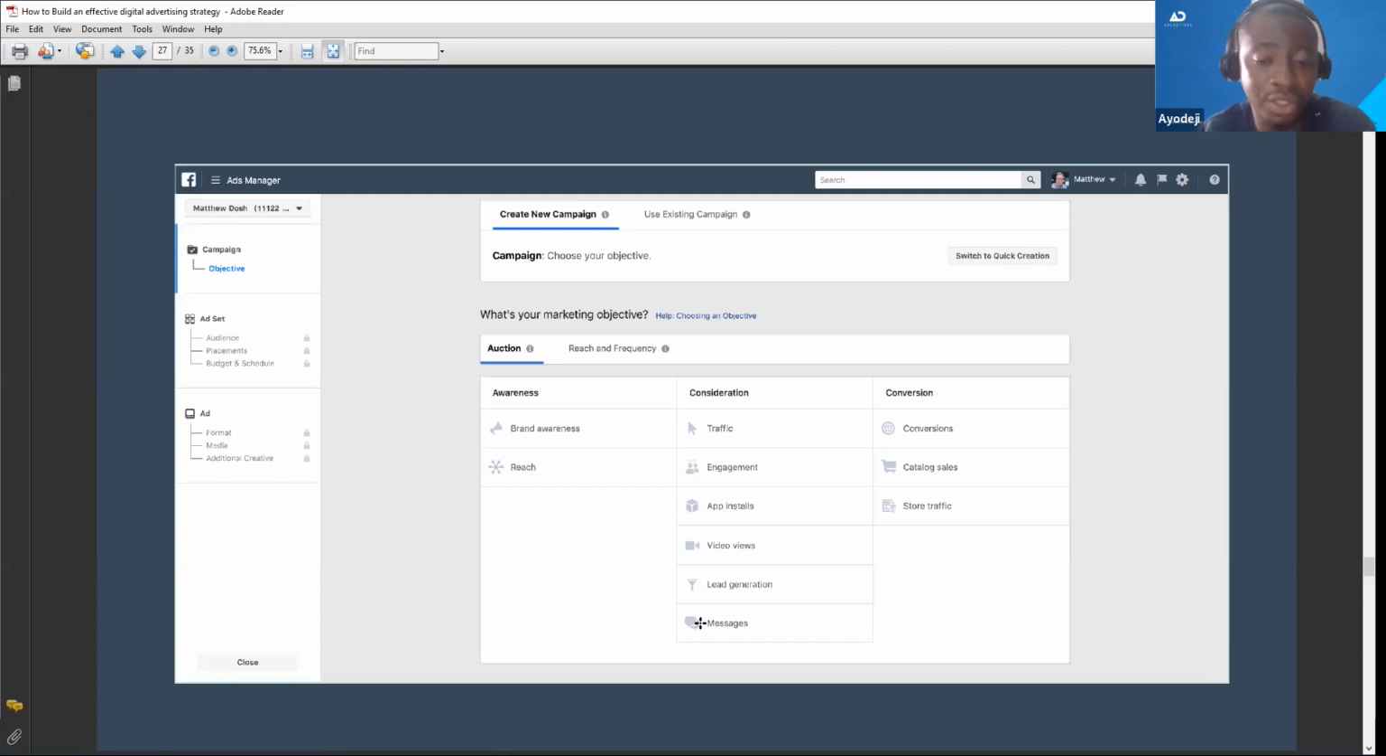And Yemisi also told us about conversational commerce. In Africa and in Nigeria, people like to chat with you first before they buy. So you can create a campaign under messages where people will be able to reach out to you either on Messenger or on WhatsApp Business. Okay. The conversion stage objectives here are for people who have websites, especially people who have e-commerce websites: conversions, catalog sales, and store traffic. Store traffic is for people who have a physical store. You have a physical store and you want people to come to your physical store. This objective here is great for that.